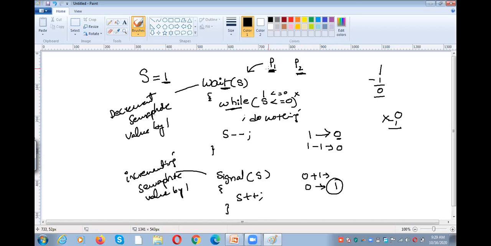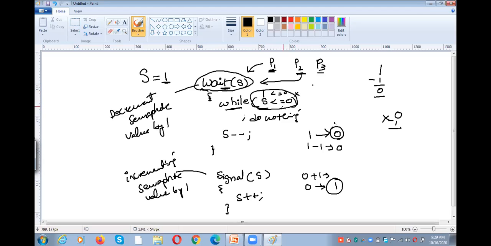When P1 is in the critical section, if P2 tries to enter into the critical section, it needs to perform the wait operation. At that time, what is the value of the semaphore? The semaphore value is 0. So P2 cannot perform the wait operation, because it cannot decrement the value by 1. So P2 will be in the wait state. At that time, maybe P3 is also willing to enter into the critical section. Whatever the process may be, it has to perform the wait operation first.